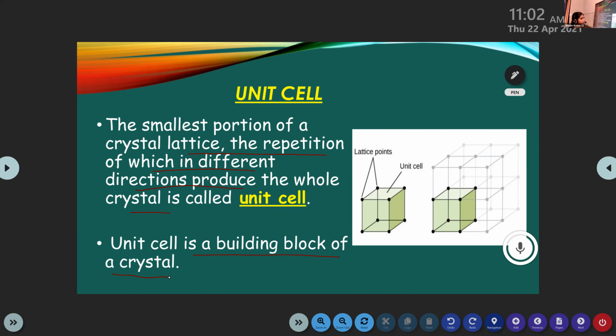I think it's more clear from this image also. This entire figure is considered as a crystal lattice, and this small cube, the smallest portion, is considered as the unit cell. So the smallest portion of a crystal lattice, the repetition of which in different directions produces the whole crystal, is called unit cell. So unit cell is a building block of crystal.